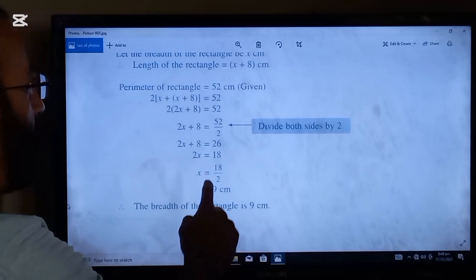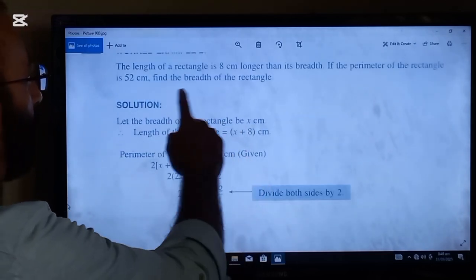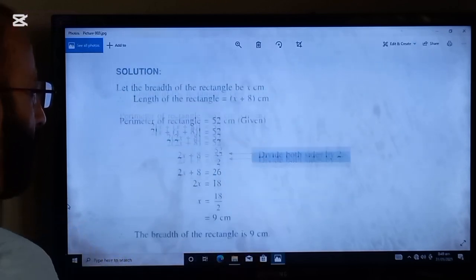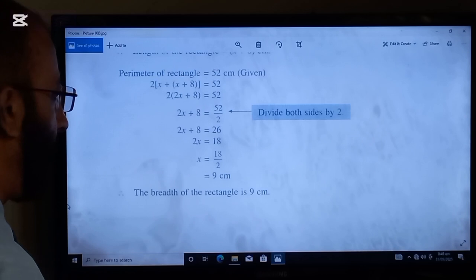Okay, now this x is actually the breadth of the rectangle. So find the breadth of the rectangle. Only breadth was the requirement. So x is equal to 9 centimeter, the breadth of the rectangle.